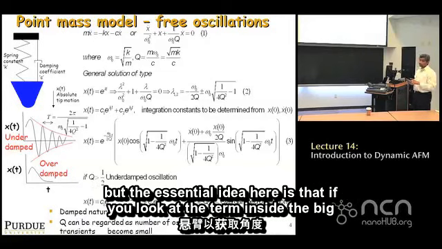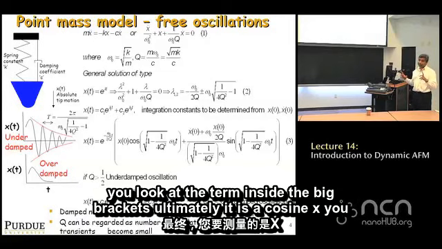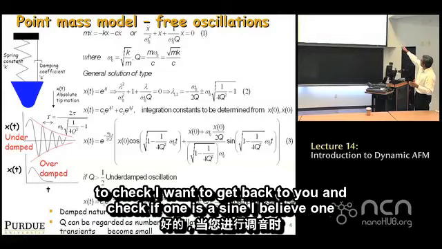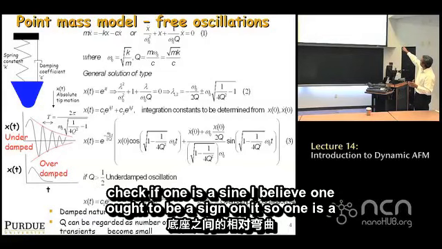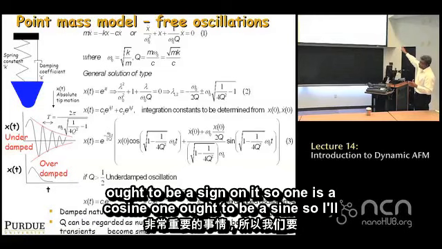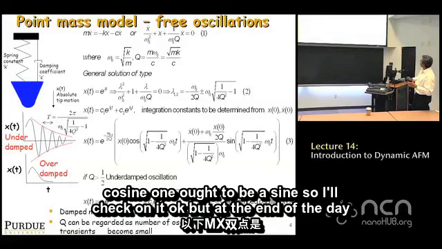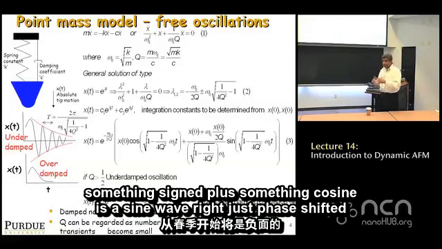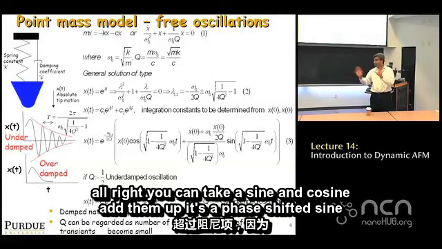term inside the big brackets, ultimately it is a cosine multiplied by, there's a cosine and there's another cosine. Actually, I want to get back to you and check if one is a sine. I believe one ought to be a sine. So one is a cosine, one ought to be a sine, so I'll check on it, okay? But at the end of the day, something sine plus something cosine is a sine wave, right? Just phase shifted. You can take a sine and cosine, add them up. It's a phase shifted sine wave.